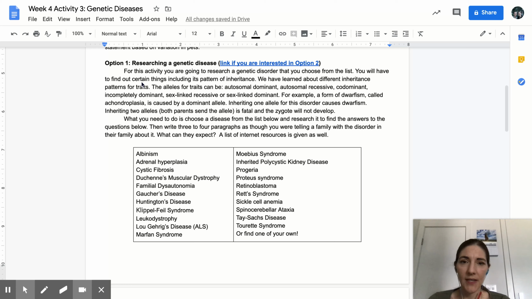If you inherit one allele for dwarfism, it's dominant, and so you're going to have achondroplasia, you're going to be a dwarf. But if an individual inherits two alleles, it is actually fatal. And so that zygote won't develop.